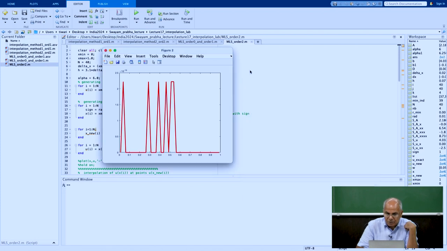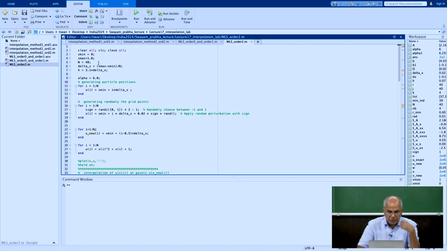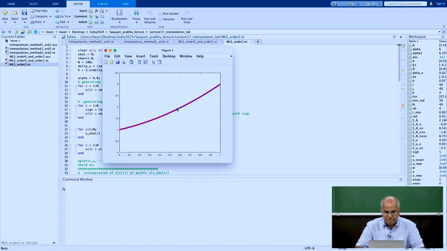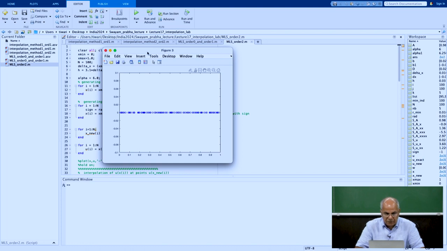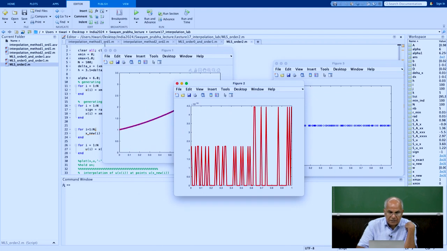Now let us play with different parameters. What will happen? If I give 100 points, a regular and very fine grid, my error doesn't change much. It is 4.5 times 10 to the minus 16. Even with 40 points, we are getting that. It doesn't change. So let us play with different edges now.